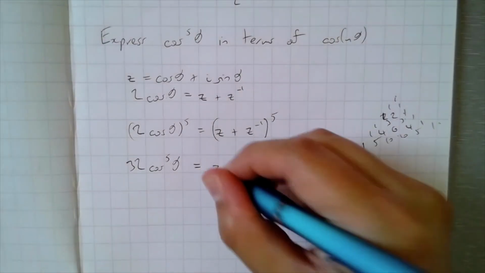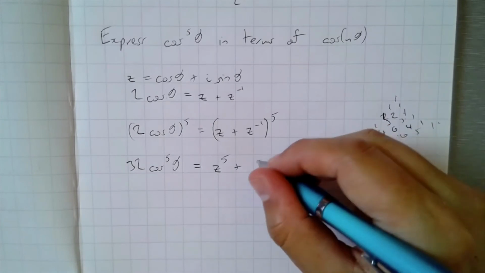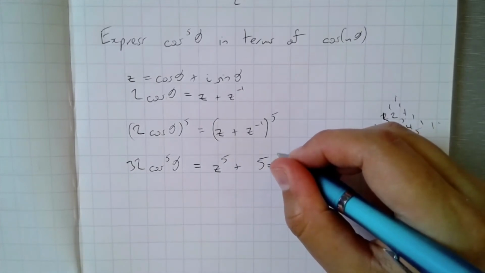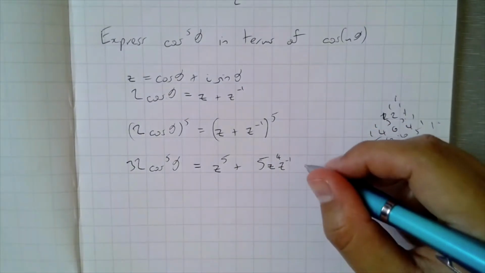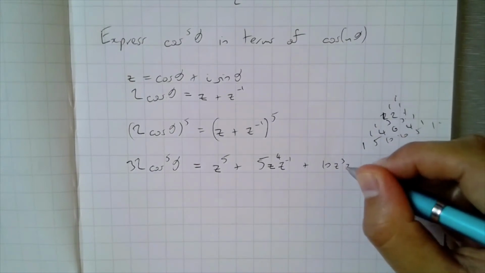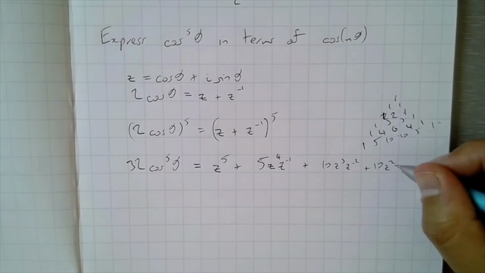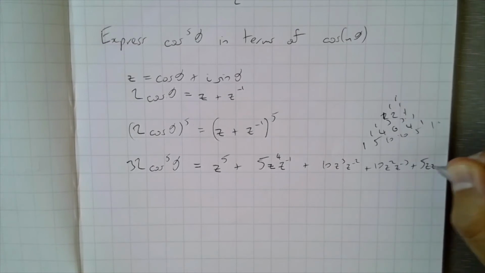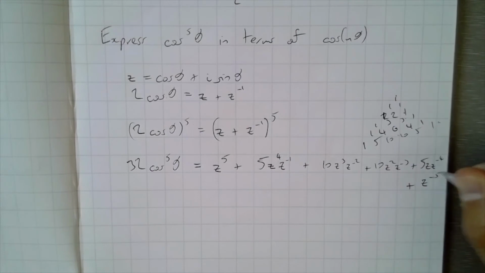So I'm going to get z to the 5 plus 5 lots of z to the 4, z to the minus 1, plus 10 lots of z to the 3, z to the minus 2, plus 10 lots of z to the 2, z to the minus 3, plus 5 lots of z, z to the minus 4, plus z to the minus 5.